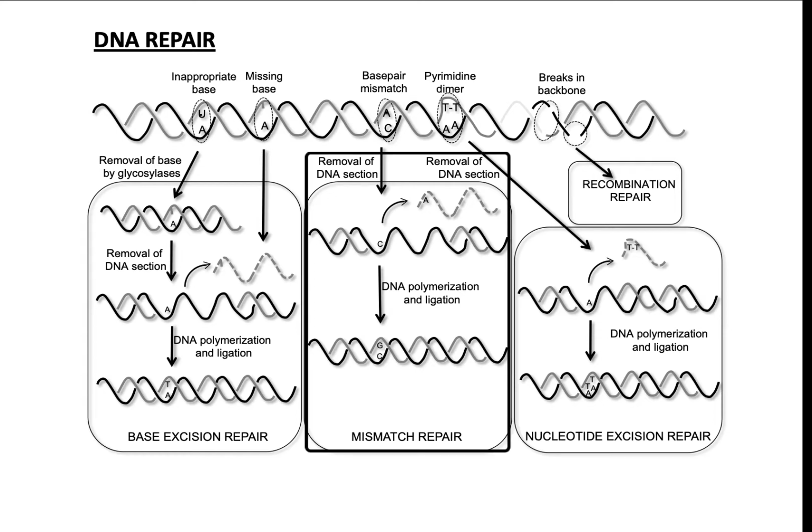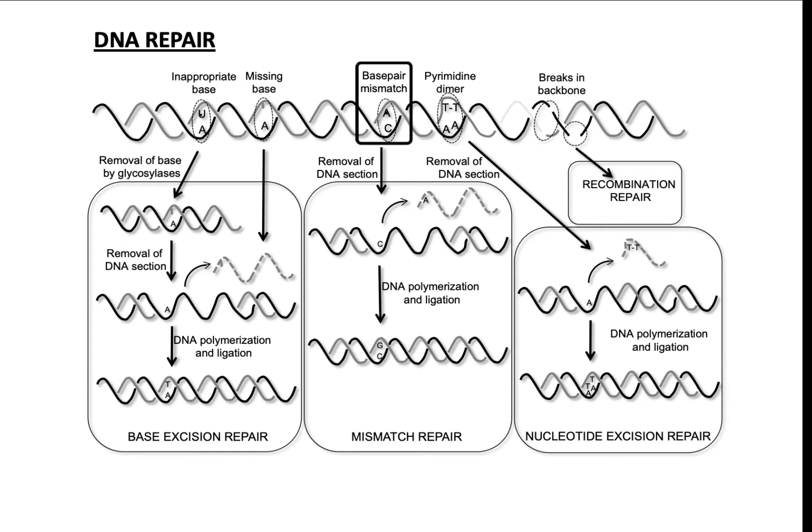Mismatch repair is when there are mismatched nucleotides, like an AC pair above. Again, there are enzymes that clip out the offending strand, although sometimes it's unclear which one is the offending strand, so sometimes the other strand is removed. Then there is DNA polymerization and ligation to fill in the correct base, as well as a large number of other surrounding nucleotides.